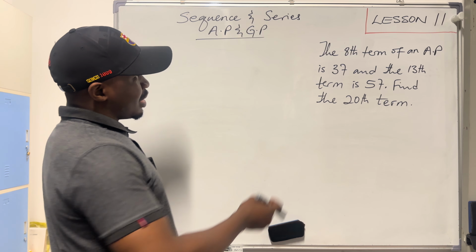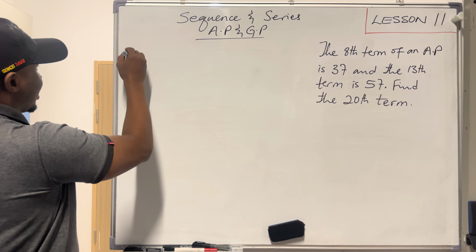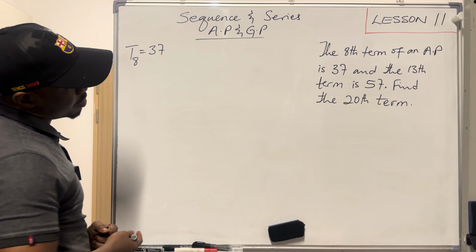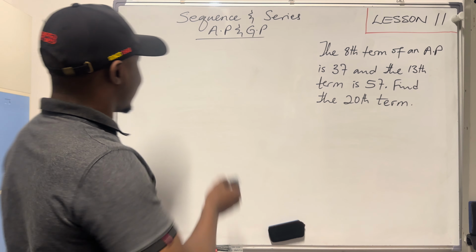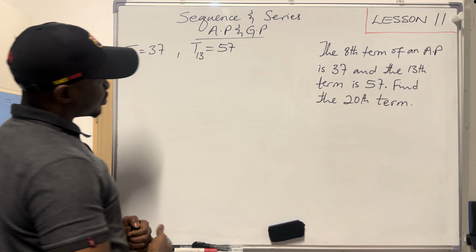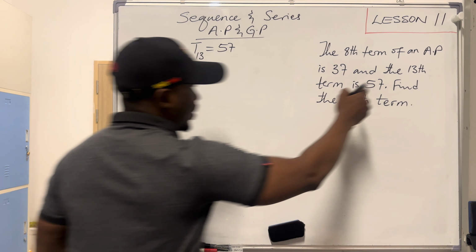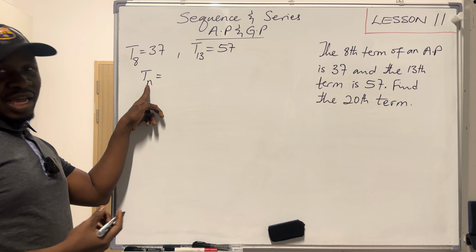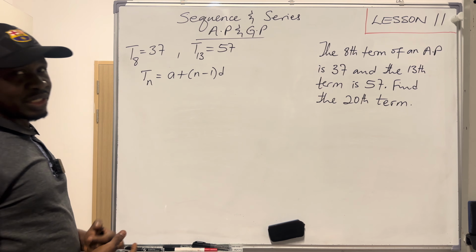The question reads: the eighth term of an AP is 37, and the 13th term is 57. Find the 20th term. Generally for an AP, the general term, which we call the nth term, is a plus n minus 1 multiplied by d. This is the general term.